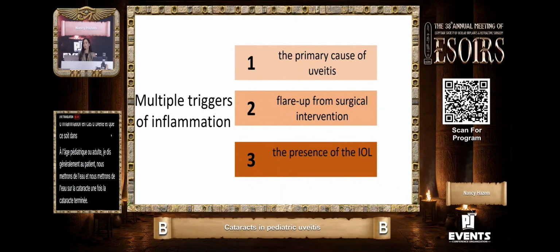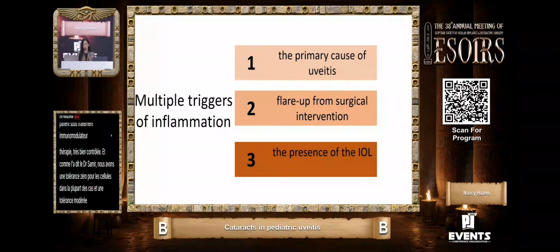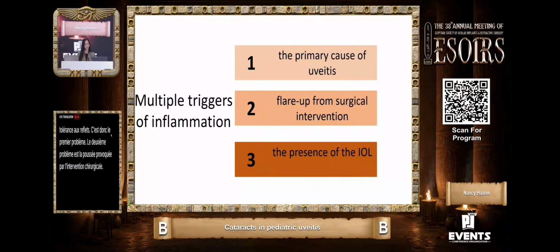So the first is the primary cause of pediatric uveitis itself, and the important necessity of putting the patient on immunomodulatory therapy, very well controlled, and as Dr. Samir said, we have zero tolerance for cells in most of the cases, and a moderate tolerance for flare. So this is the first issue. The second issue is the flare-up from the surgical intervention itself, the manipulation, the things that we're going to be doing with the iris and so on.